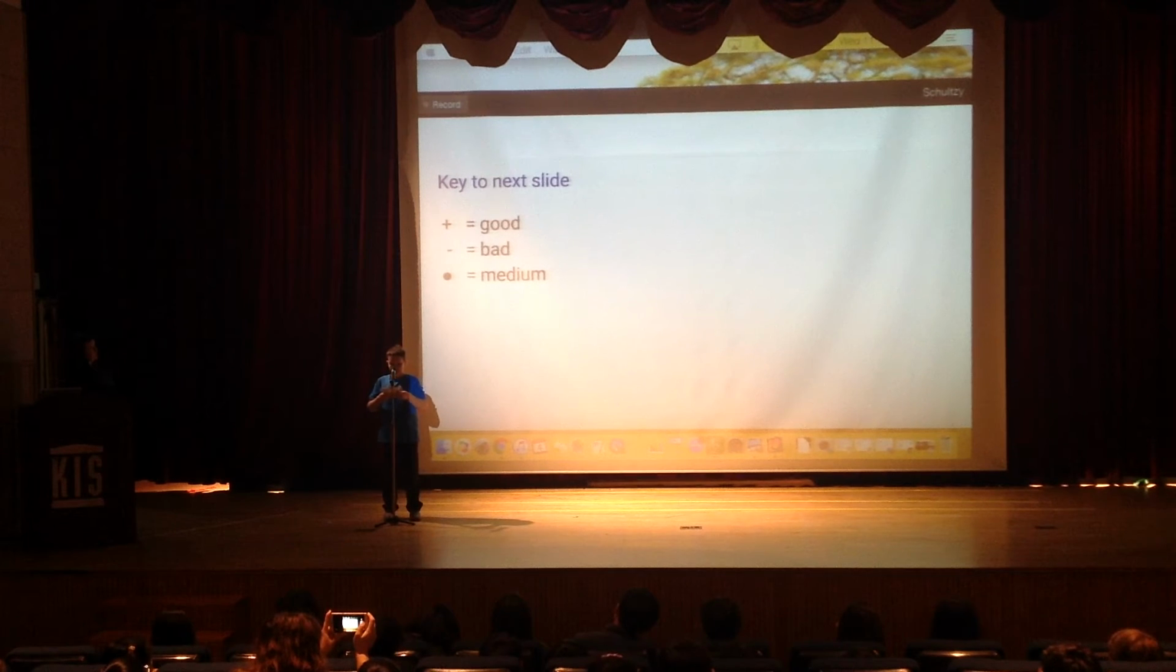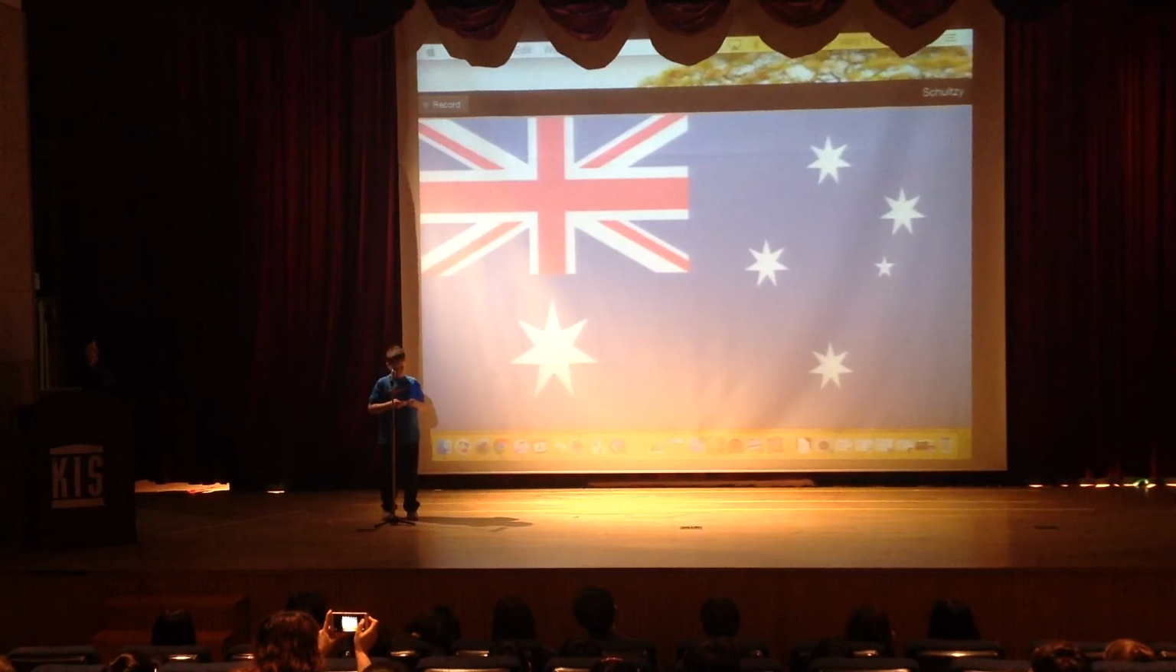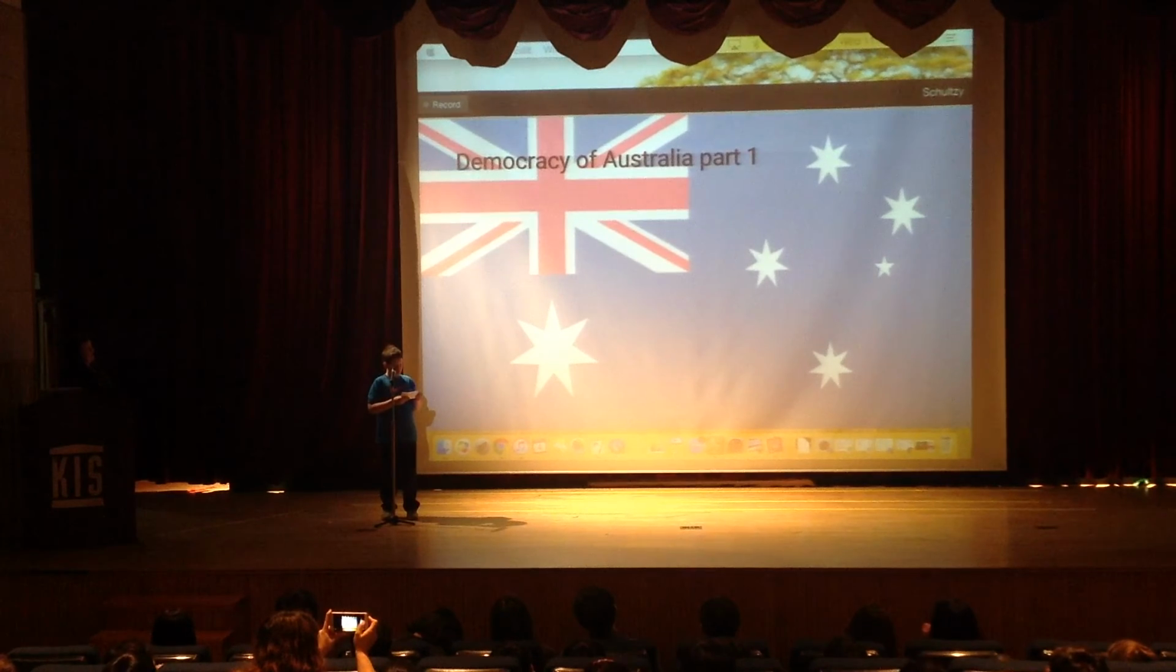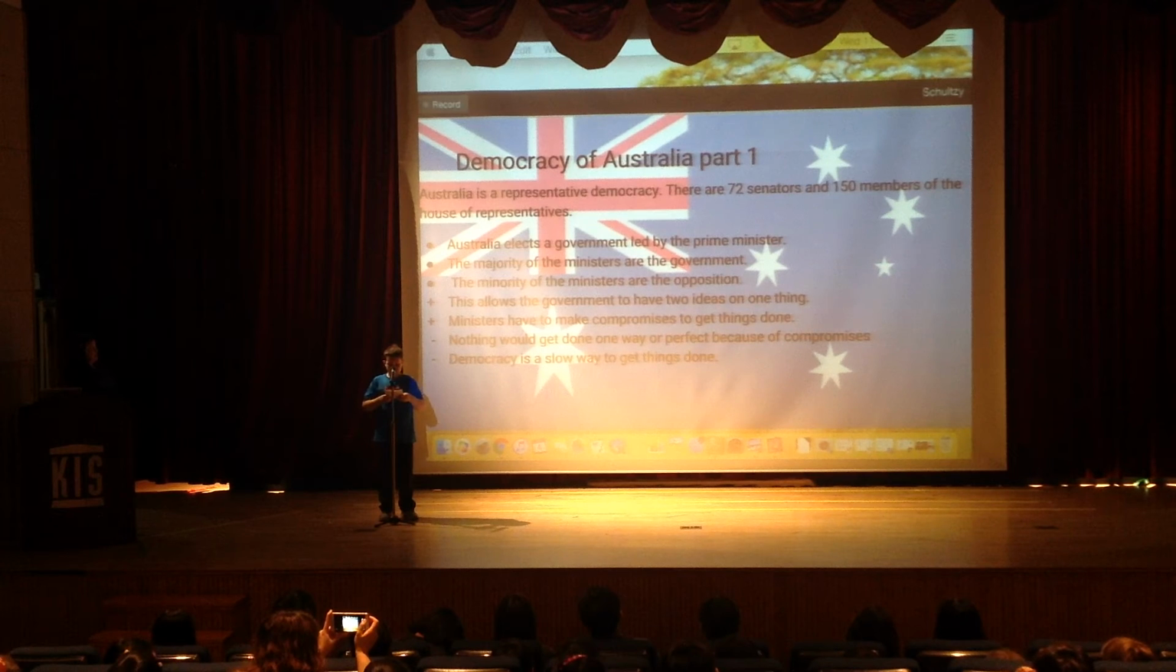Here's my key to the next slide. A plus sign is good, and a minus sign is bad, and a dot equals medium. Australia is a representative democracy, and there are 72 senators and 150 members of the House of Representatives.